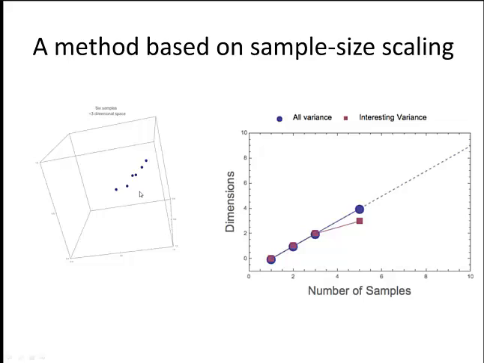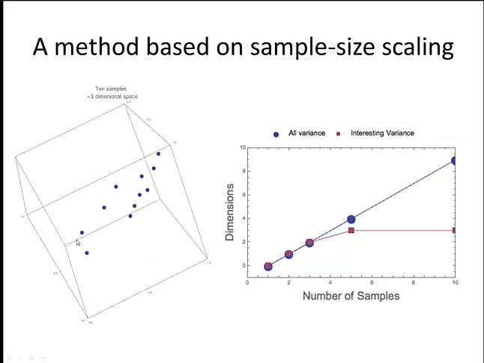Now let's skip ahead to 6 samples. If these 6 samples are spreading out in every possible direction, we're still going to need all the principal components to capture the variation. But if they're actually lying on a lower dimensional manifold, we're only going to need a few. We're going to need fewer principal components, and you can extend this further. So the idea is that if the data is falling on a lower dimensional manifold, the curve of the number of dimensions required to capture the variation of the data will level off, or scale with a slope of less than 1.